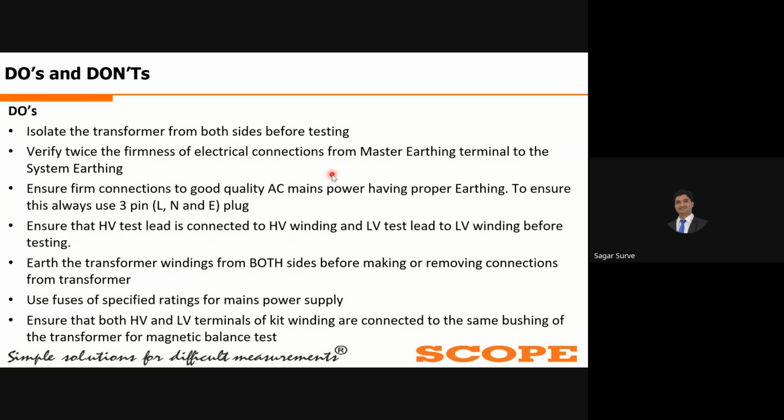Ensure that both HV and LV terminals of the kit winding are connected to the same bushing for the magnetic balance test. As we saw in the previous slide, whenever we are conducting the magnetic balance test, we have to connect the HV and LV terminals of the instrument to the same bushing of the transformer. Otherwise, we will not get proper results for the magnetic balance test.